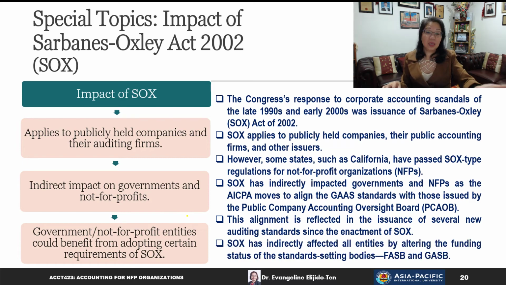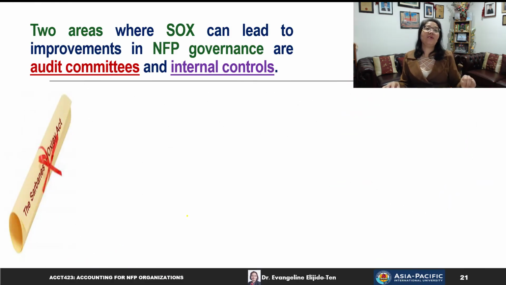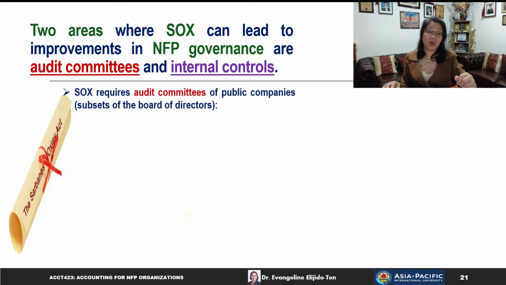SOX has really affected all entities in a sense by altering the funding status of the standard-setting bodies, including the FASB and the GASB. Now, there are two main areas where SOX can lead to improvements in not-for-profit governance. These two areas are the audit committees and the internal controls. So let's look at audit committees first.